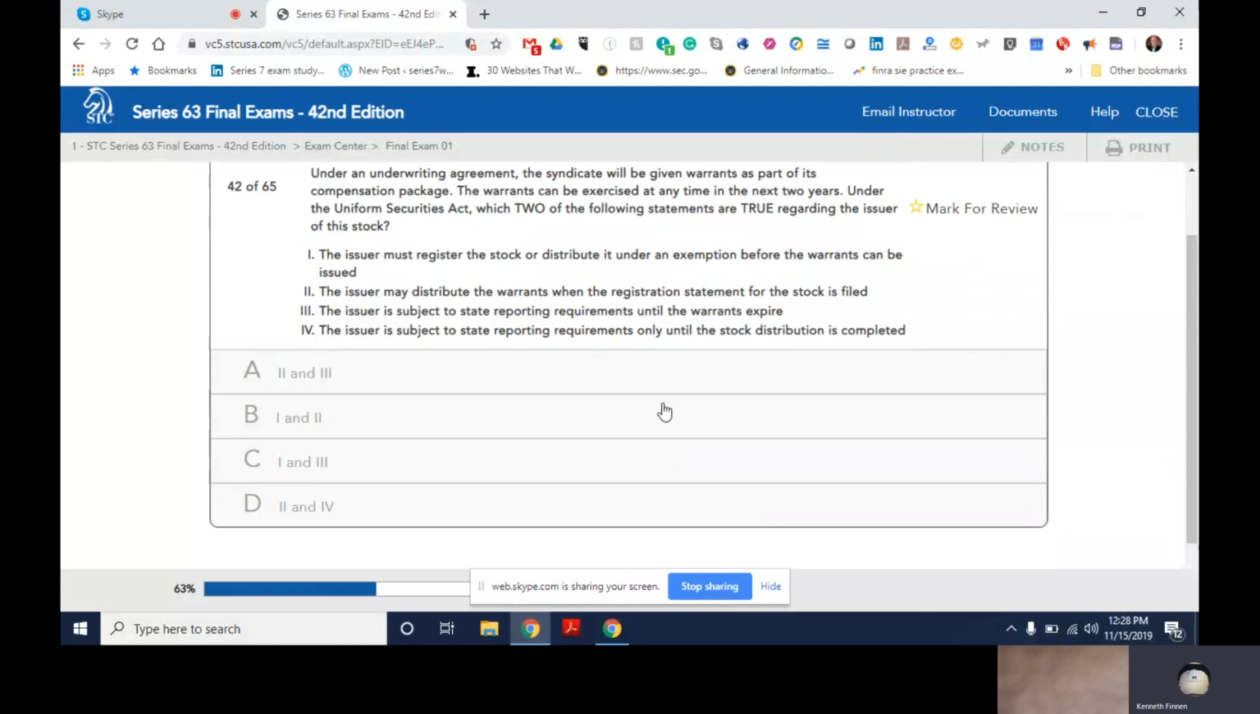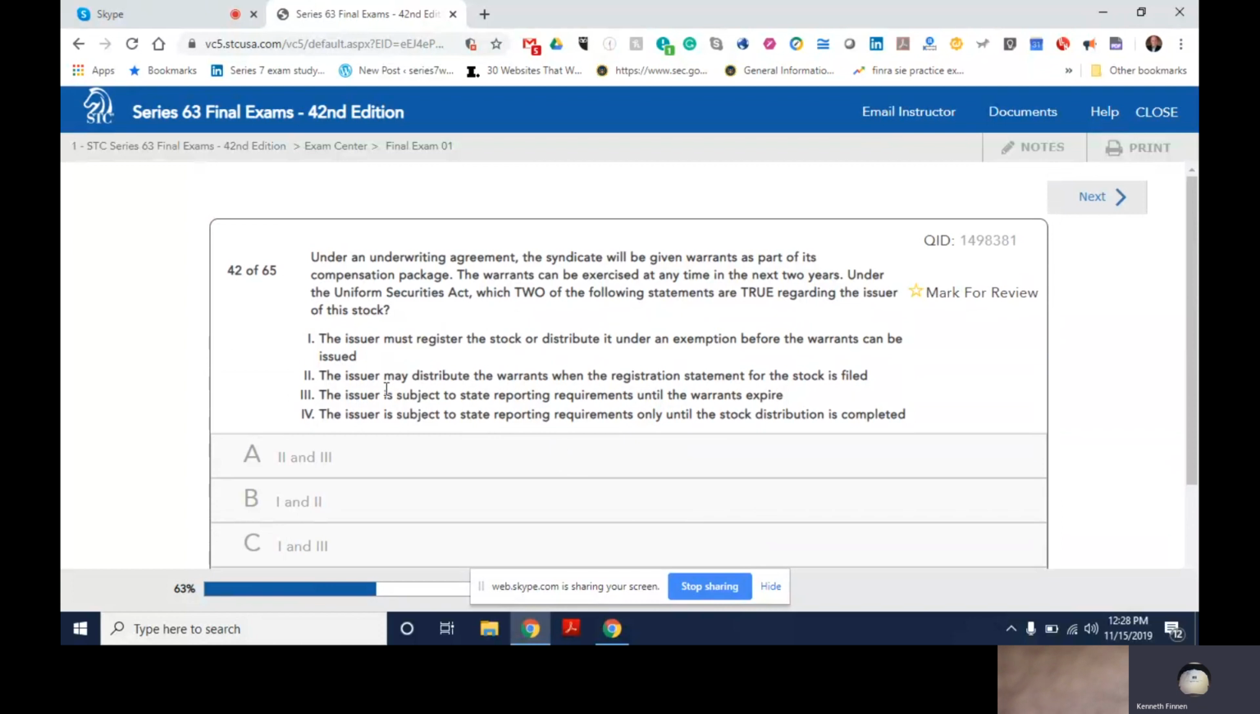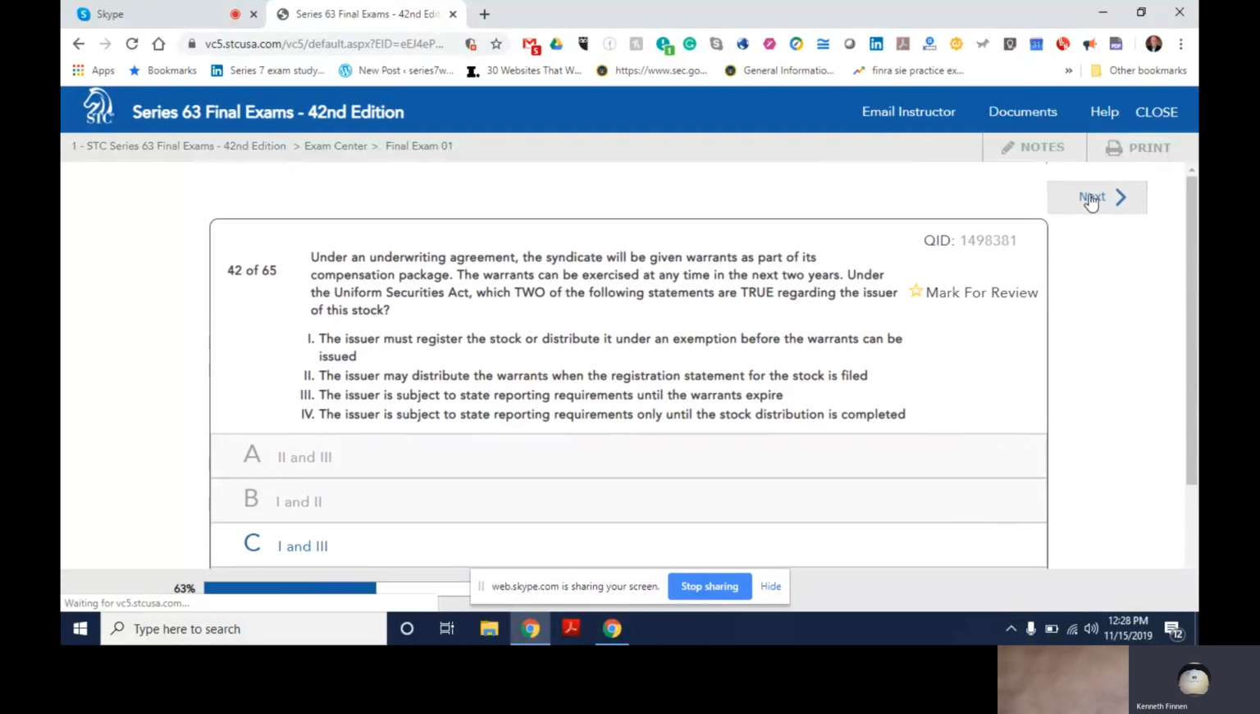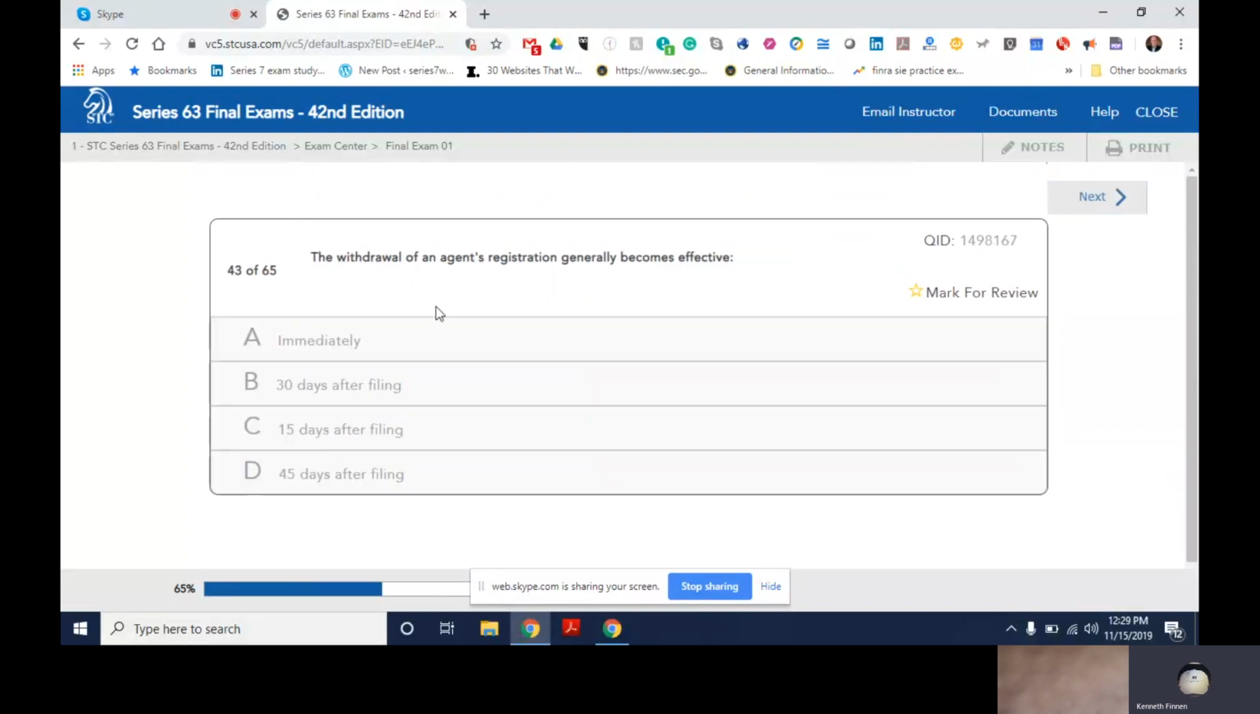Okay, so under state reporting requirements, I'm going to say it's 1 and 3 because 2, just because it's filed doesn't mean anything. And I don't think the reporting requirements are only while it's being distributed, it's while it's active. So I'm going to say 1 and 3. I could be wrong. Again, a little too detailed for me, but let's go with it. Okay. Basically, if you withdraw, it becomes effective 30 days later. That's just a freaking fact.